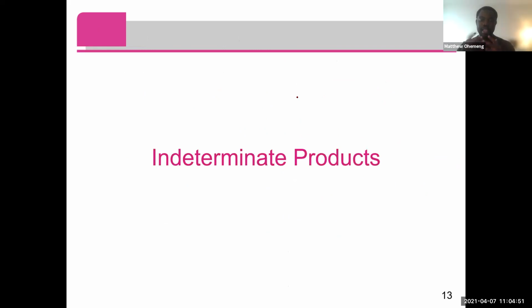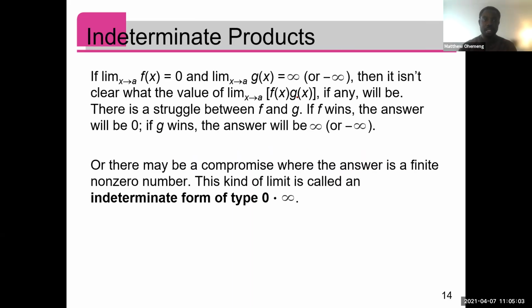Now, there are other kinds of indeterminate stuff. So we have indeterminate quotients of type 0 over 0 or type infinity over infinity. There's also something we call an indeterminate product. Now, what is an indeterminate product? Say you're taking the limit of a product of functions, and you notice that one of the limits is approaching 0, and the other one is approaching either plus or minus infinity. Now, 0 times infinity or 0 times negative infinity is indeterminate.